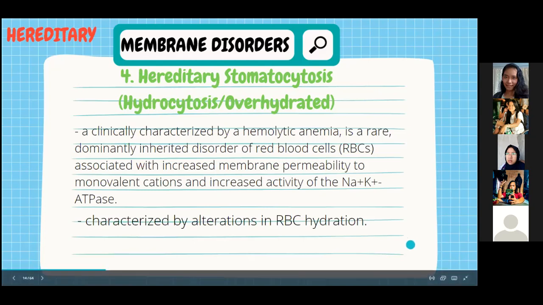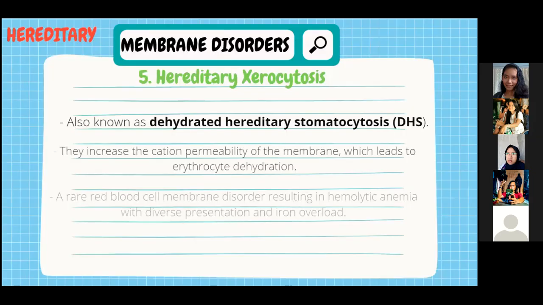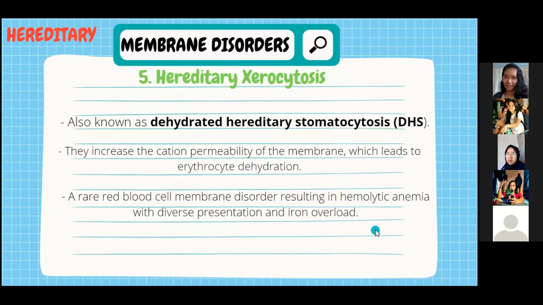And it is characterized by alteration of RBC hydration. And then the last one is the hereditary xerocytosis, also known as dehydrated hereditary stomatocytosis. So it is the opposite of the first one. This is dehydrated. Also, this is the second type of the rare autosomal dominant congenital anemia.